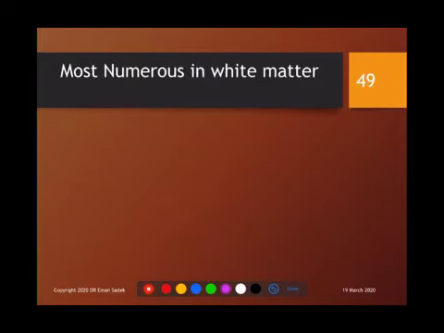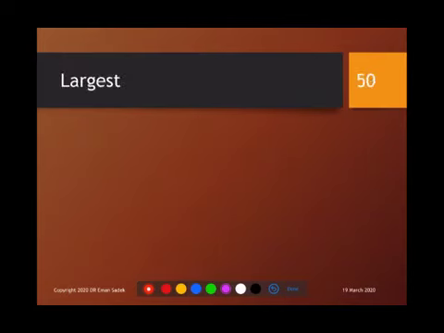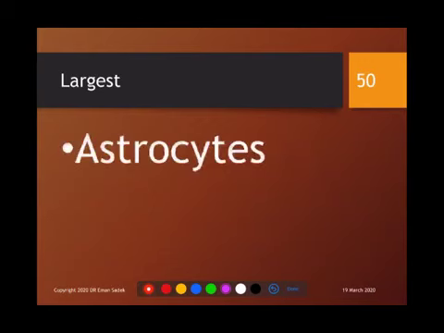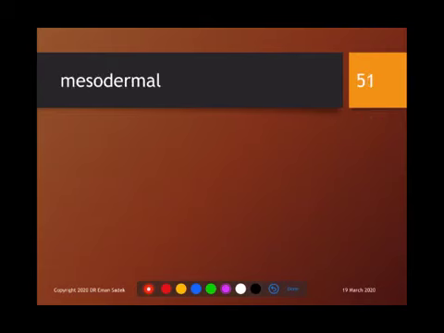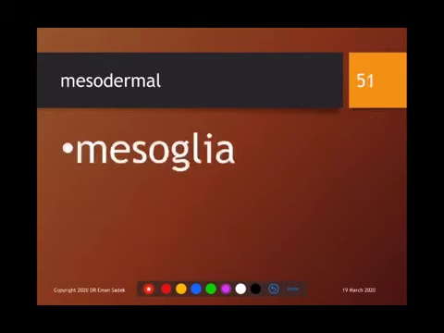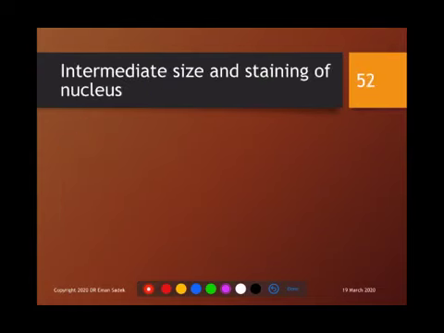Now, take this question. What is the most numerous in white matter? Yes, I hear you. The oligodendroglia. Second question. What is the largest cell? Yes, it's a very easy question. It is named macroglia or astrocytes, which is the other name for it, so it is the largest one. Now, what is the mesodermal? Very easy. Mesoglia, as it is named upon its origin from the mesoderm. It has another name, microglia.